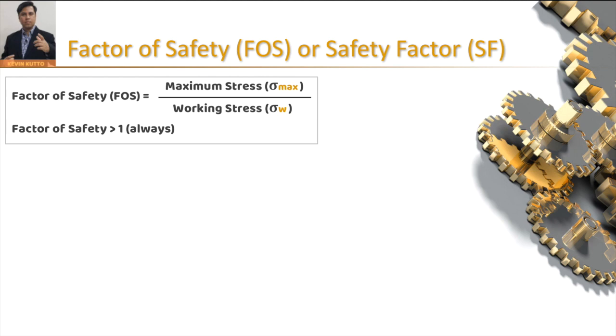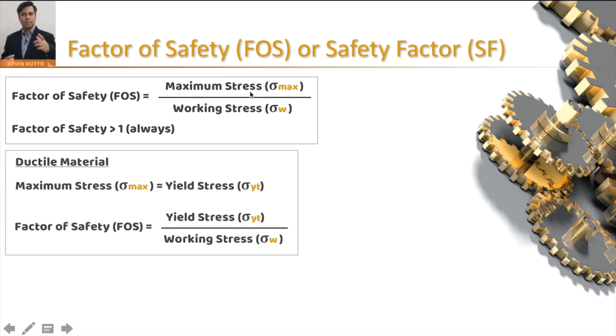What does it mean? It means that your working stress should or must always be below the maximum stress. Then only your part will sustain. Let's replace this maximum stress for the ductile material. We saw in ductile material that maximum stress is equal to yield stress. We already saw that on the stress strain curve, right? So if we replace that, we'll get yield stress divided by working stress, and that is our formula for factor of safety in ductile material.